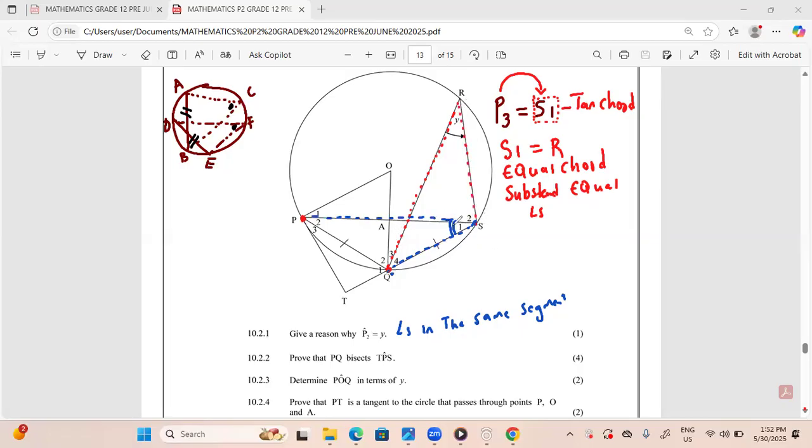We look for the angles subtended by these two chords. So we say, oh, S1 and R. Remember, this angle R is Y. So which means that S1 is equal to Y. Now, because S1 equals Y, it means that even P3 is equal to Y. Remember, we said P3 is equal to S1, and we just found that S1 is Y. So it means that even P3 is Y.